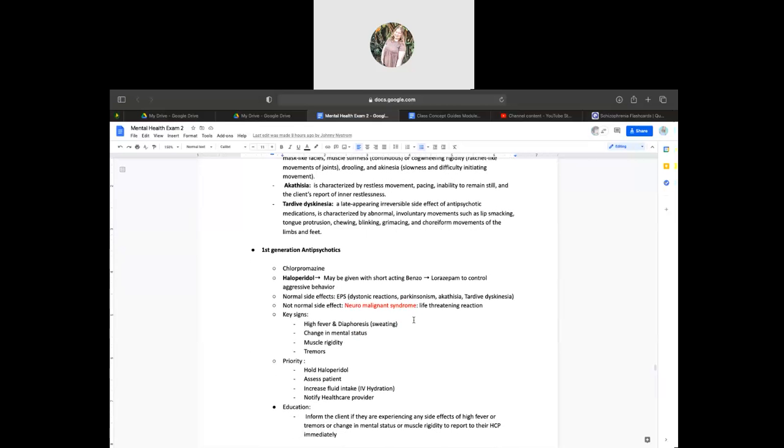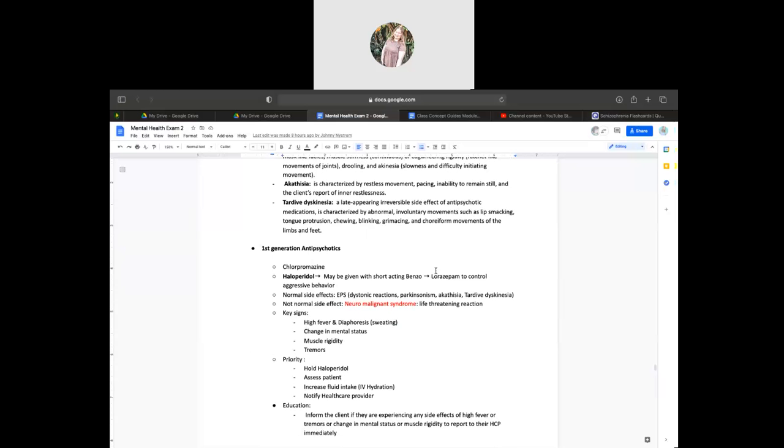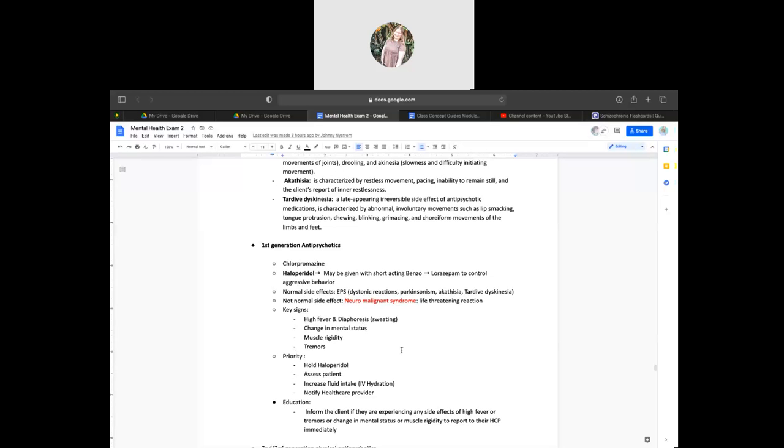However, a non-normal side effect that can happen with first-generation antipsychotics is neuroleptic malignant syndrome. So this is life-threatening if it's not taken care of. One key feature is they're going to have a high fever and they're going to be sweating. They're going to have muscle rigidity as well. But what we're going to notice first is a high fever. So what we're going to do is hold the medication, assess your patient, give IV hydration, and call the doctor, because if this is not taken care of, the patient can die.